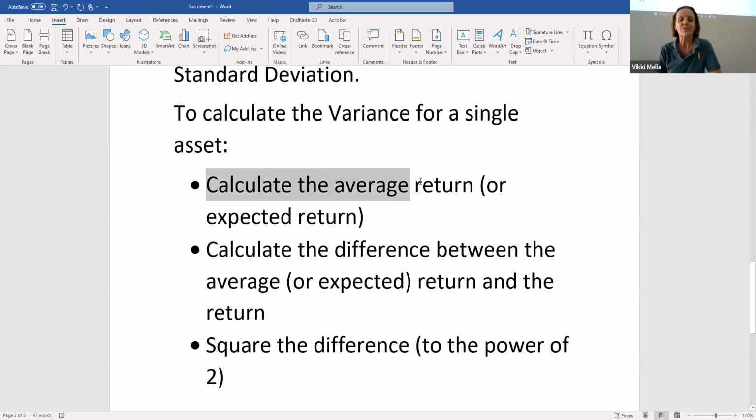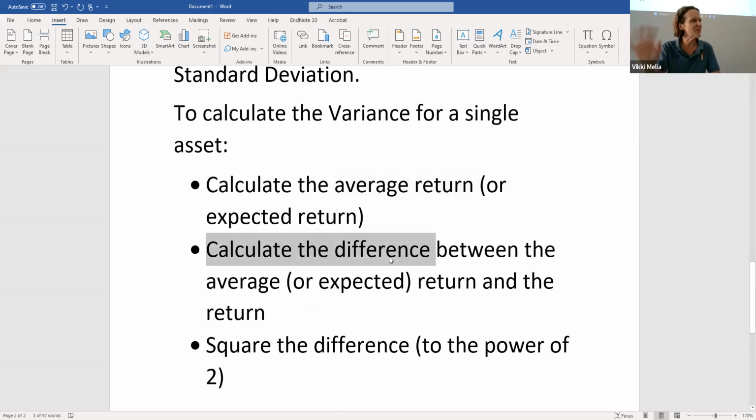So first thing we did was we calculated the average historical return, or we calculated the expected return from the asset. The second step was calculating the difference. And it depends whether we're working with historical data or forecast data. We're either going to calculate the difference between the average and the actual return, or we're going to calculate the difference between the overall expected return and the expected return in each state. And once we get the difference, we square the difference.